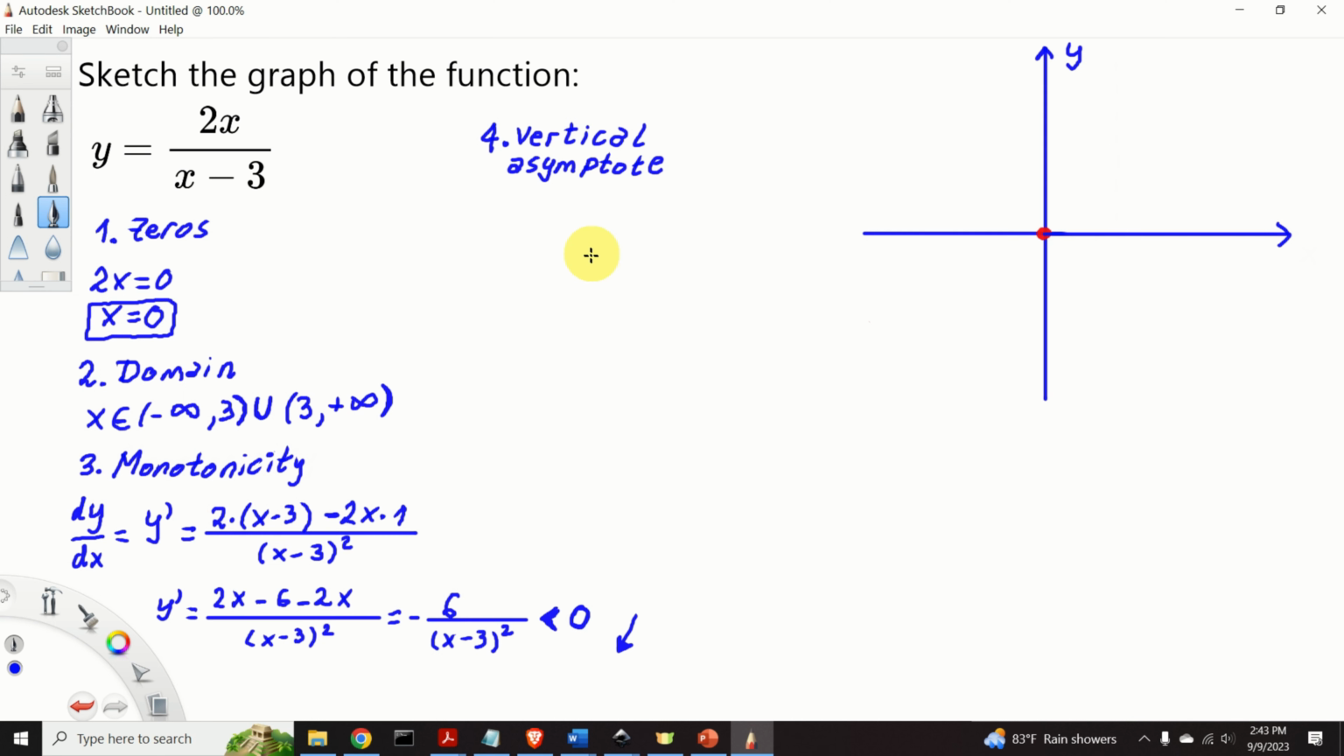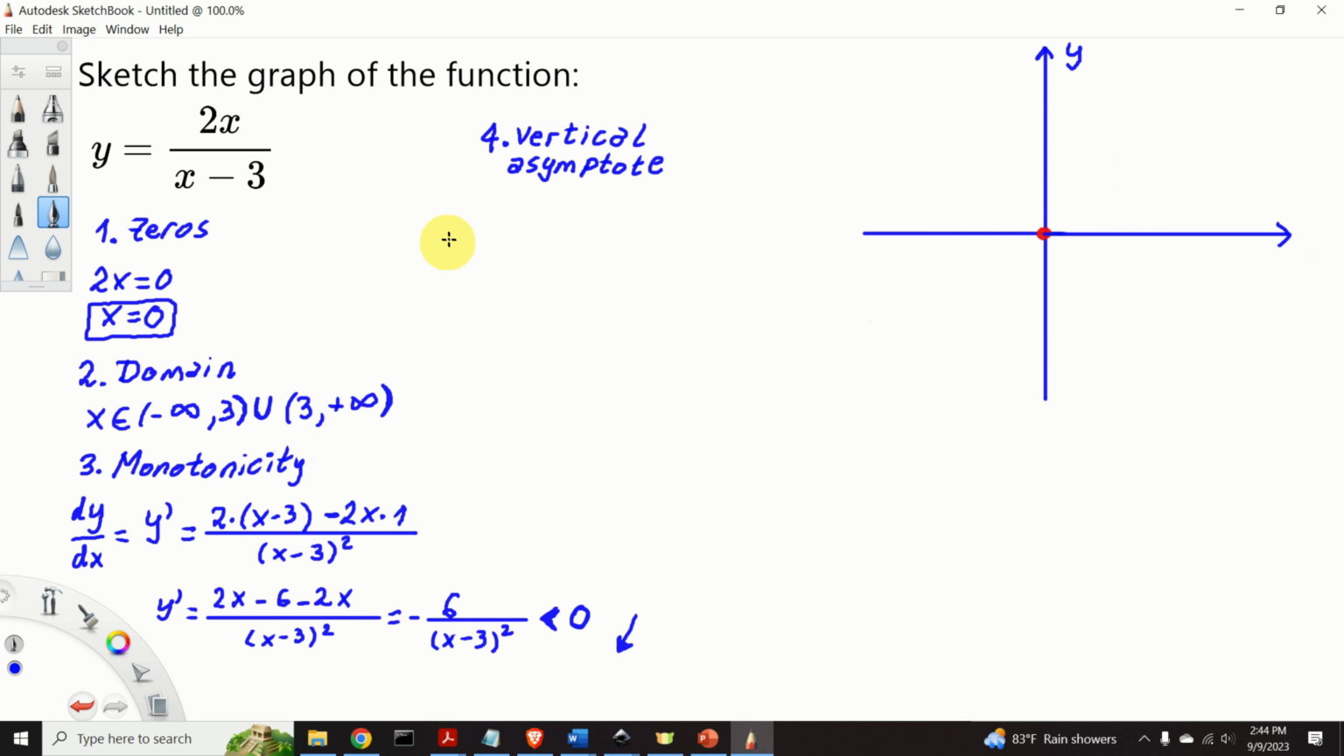That is, we need to determine the values of x for which this function goes to plus infinity or to minus infinity. And these values of x should be finite. Obviously, this function is not defined at x is equal to 3. And x is equal to 3 is a good candidate for a vertical asymptote. In fact, x is equal to 3 is a vertical asymptote, and I will show this in 1 second. To show that x is equal to 3 is actually a vertical asymptote, we need to evaluate two limits.